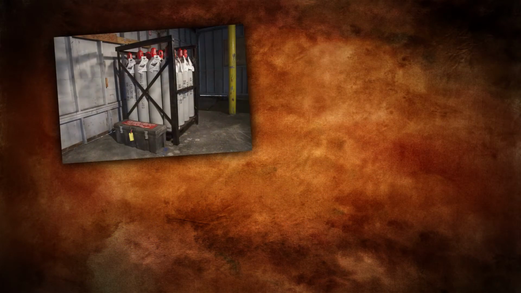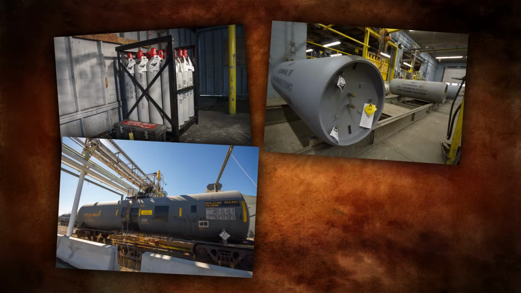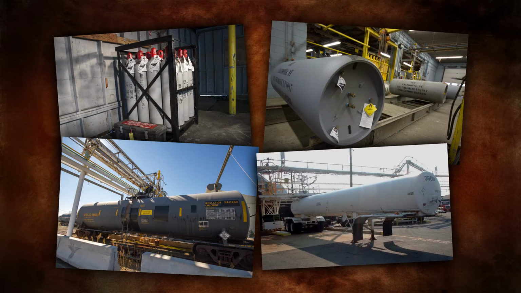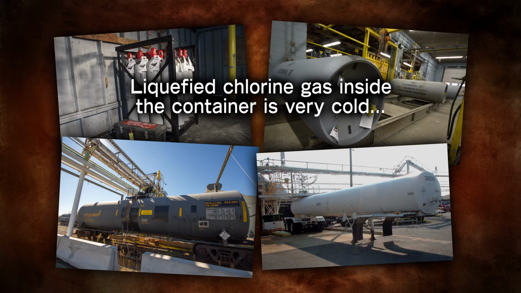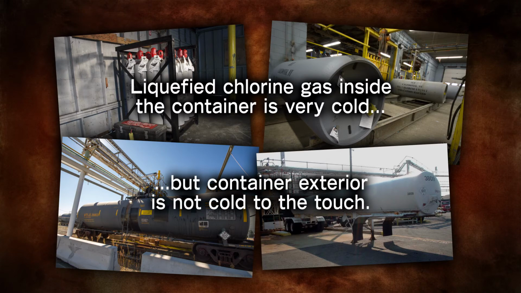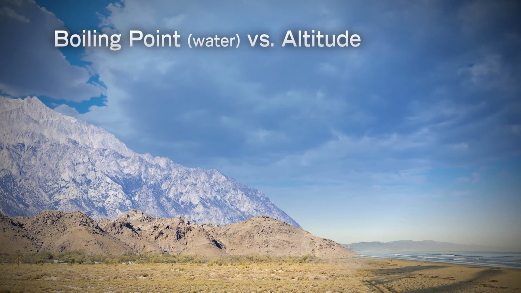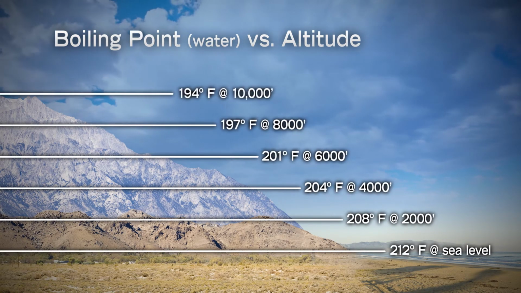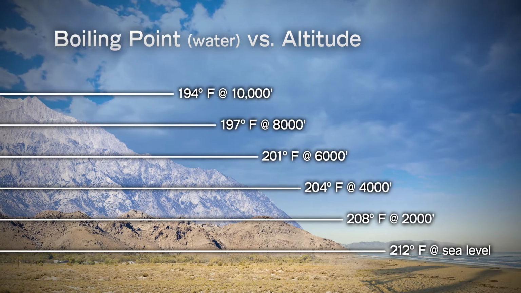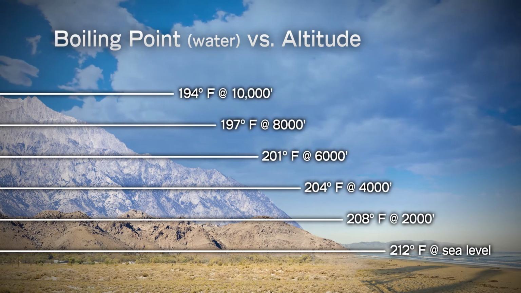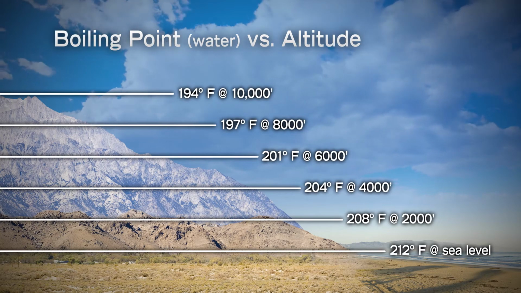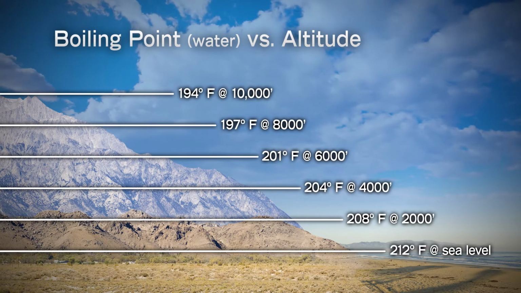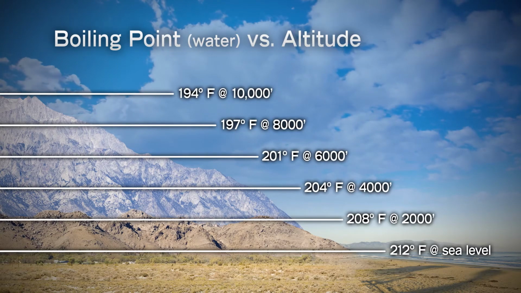The chlorine in a cylinder, ton container, tank car, or cargo tank is a liquefied gas under pressure. The temperature of that liquefied gas is cool, but not so cold that the exterior of the container would be cold to the touch. At higher pressures, liquids boil at higher temperatures. At lower pressures, liquids boil at lower temperatures. This is why water boils at lower temperatures at higher elevations above sea level. The atmospheric pressure is lower, so the boiling point is lower.